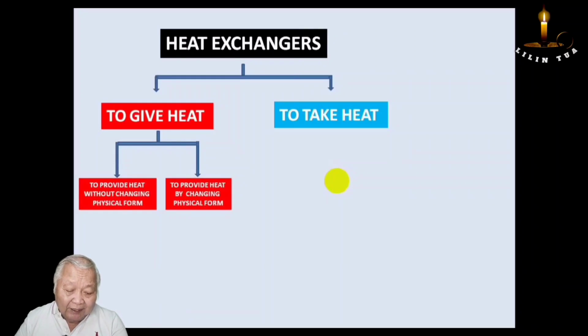Namely, heat exchangers that provide heat without changing the physical form of the medium that is given heat. Heat is given to the processed medium only to increase the temperature without changing its physical form, and this event is called a sensible heat event. And the heat exchanger that provides heat by changing the physical form of the medium: heat is given only to change the form without increasing its temperature, and this event is called a latent heat transfer event.